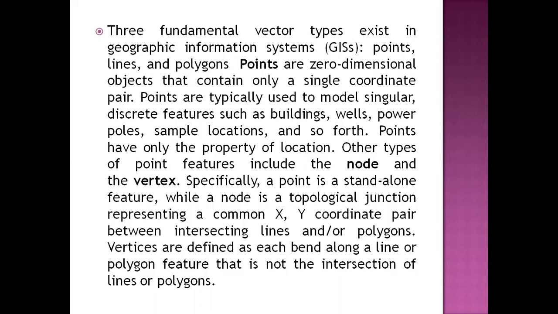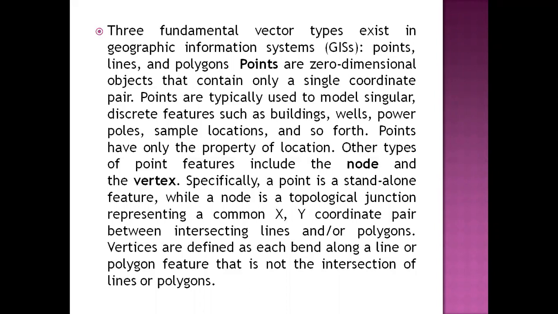Points are zero-dimensional objects that contain only a single coordinate pair, and are typically used to model singular discrete features such as buildings, wells, power poles, sample locations, and so forth. Points have only the property of location. Other types of point features include the node and the vertex.